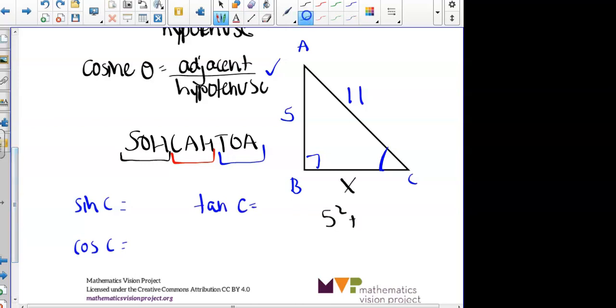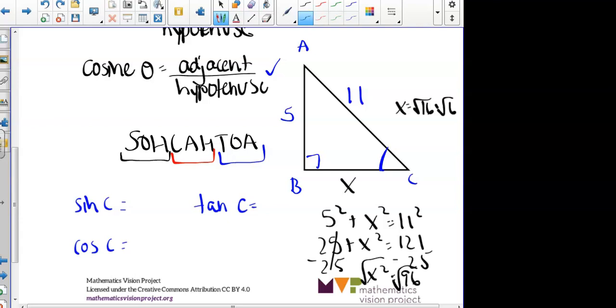So we would do the Pythagorean theorem, 5 squared plus x squared equals 11 squared. We know that's 25 and 121. We would subtract 25 and x squared would equal, so we would get x squared equals 96, and then take the square root of both sides. We can simplify 96 into root 16 times root 6, which would be 4 root 6. So I'll leave this length as 4 root 6.